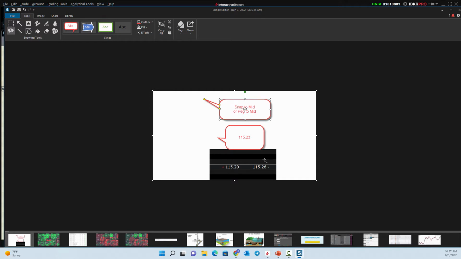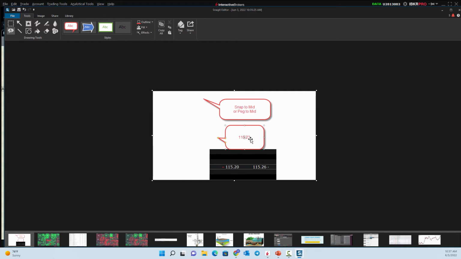A snap to mid would just go to the midpoint and stay there. So if we did a snap to mid, our order would have gone out at 115.23 and it would have stayed right there at 115.23. It doesn't move with the bid-ask spreads moving. The peg does. The snap would just go right to 115.23 and then stay there until it executes. If the market ran away from it, it may never execute. If the market comes down, okay, it executes and we get in.